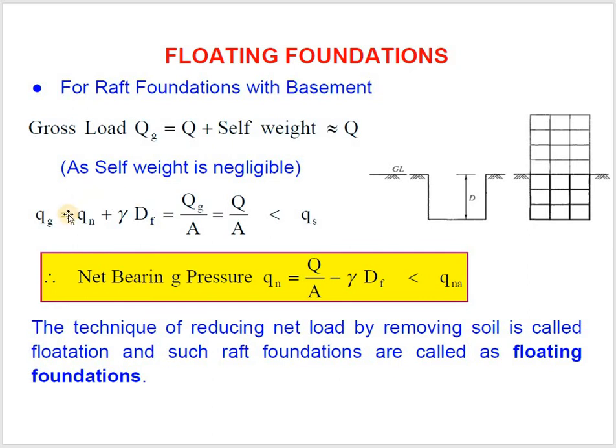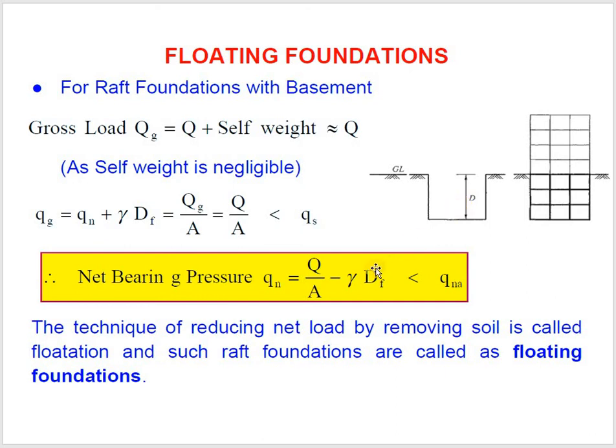So from this expression you have the net gross pressure as Qg minus gamma dF, or Q by A minus gamma dF, which must be less than the net allowable pressure. So just concentrate on this expression, that is the entire load coming onto that raft divided by the area of the raft, minus the surcharge, is the net gross bearing pressure.